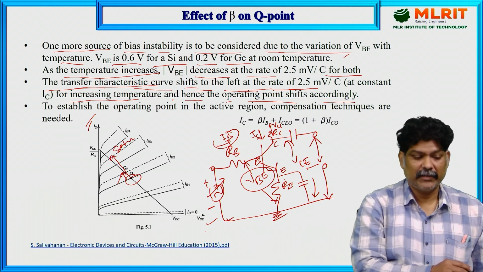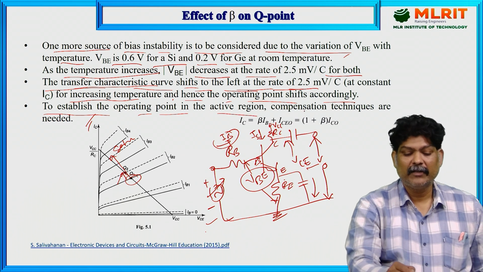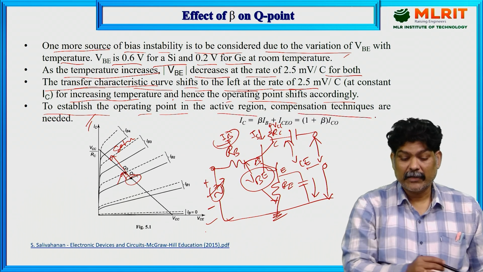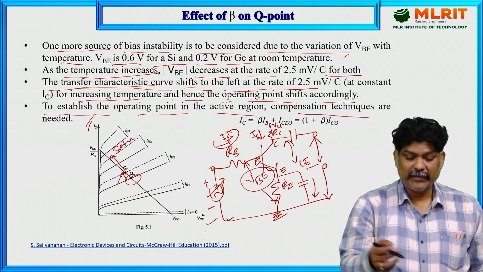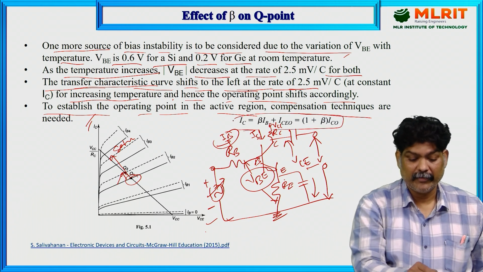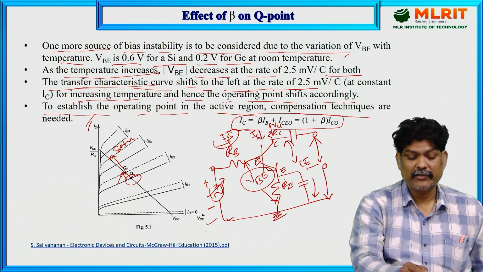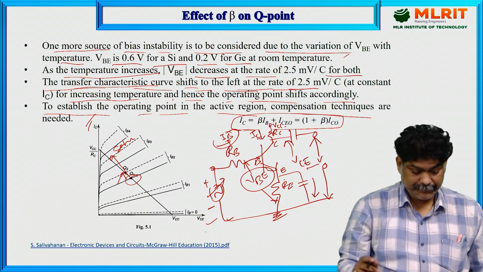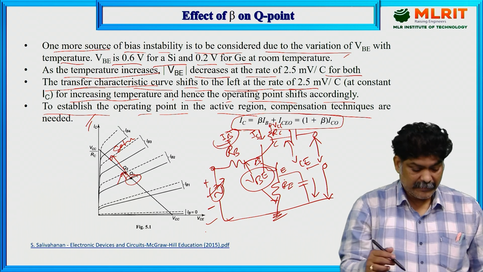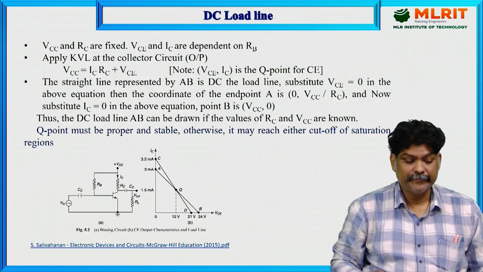So this is another drawback. To establish the operating point in the active region, we have to apply some compensation techniques that we will see in later classes. And this is IC. We already know the output current IC is equal to beta IB plus ICO. So this is the effect of beta on the operating point, the Q point.